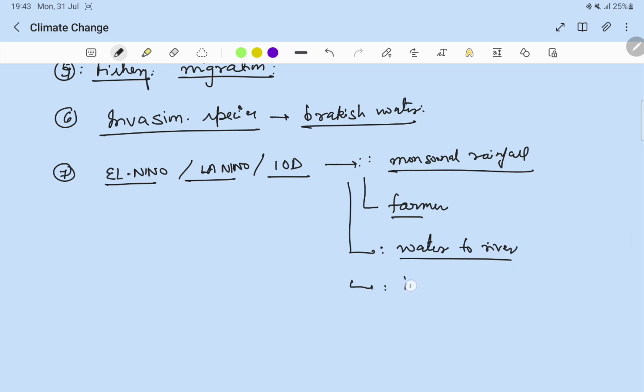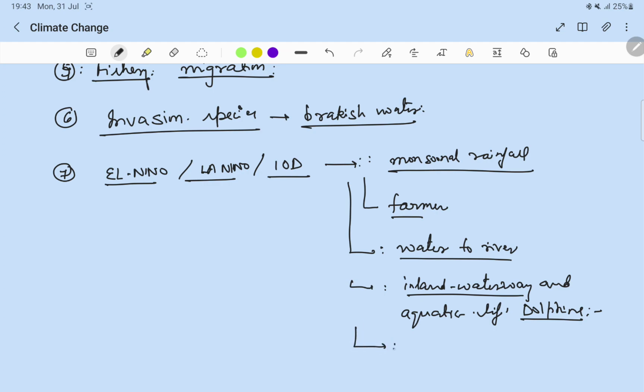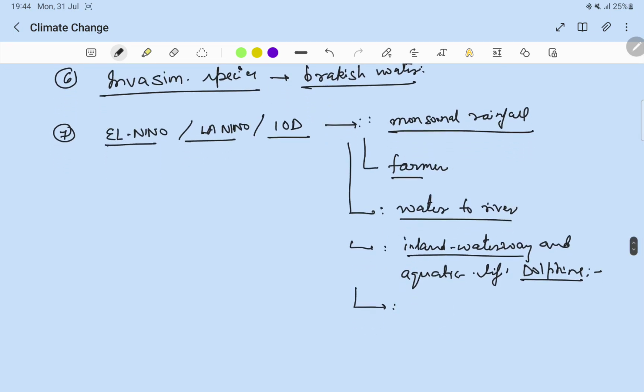They are critical for marine or inland wildlife, inland waterways, and aquatic life, like we have dolphins, alligators, crocodiles, turtles, tortoises. All these things are there, and all these are supported. Then we also have many industries situated along the course of the rivers. Like if you go to Kanpur, we have leather tanneries.